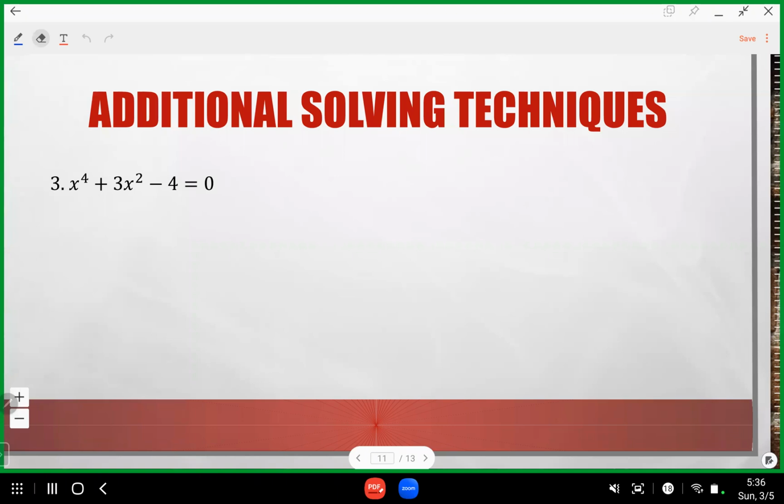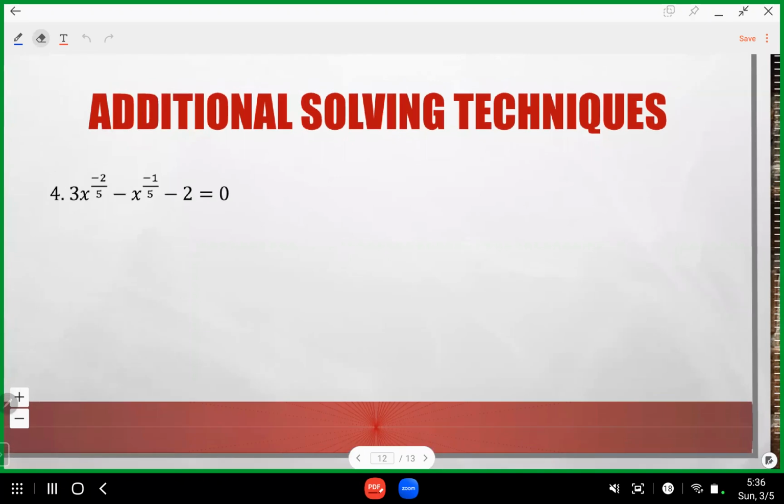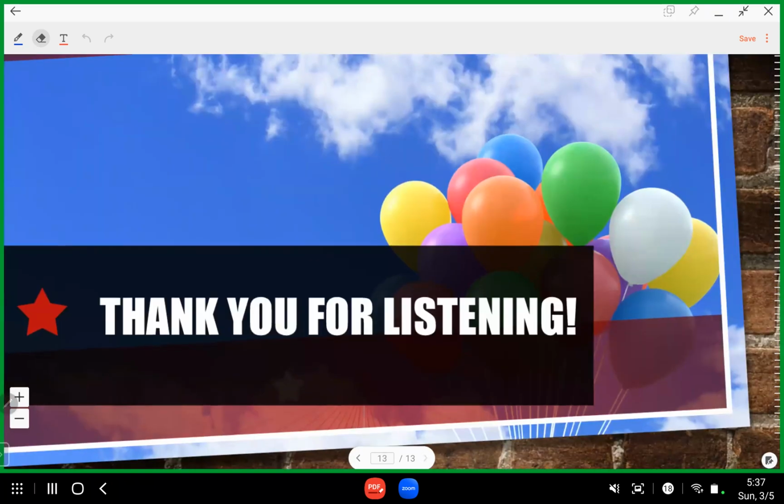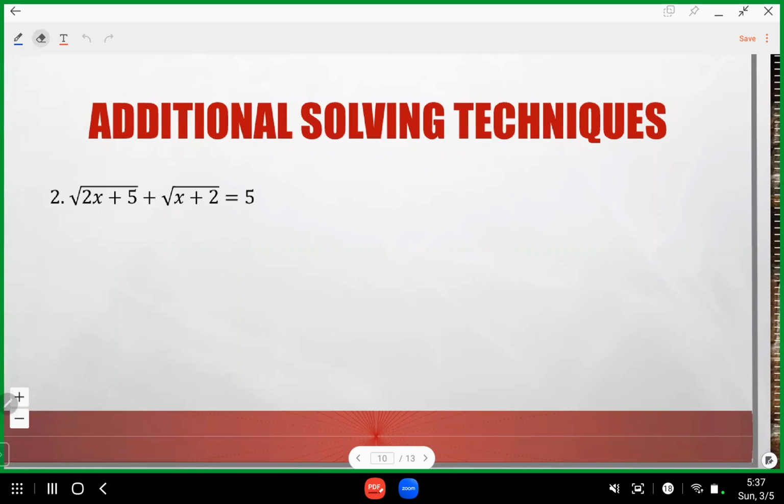So how are we going to solve it? We have this ugly little equation with x to the power of negative 2 over 5. That looks very complex. You're probably going to get a very complex number and it's not going to be very good. So we're going to learn how to solve these with some very clever solving techniques.